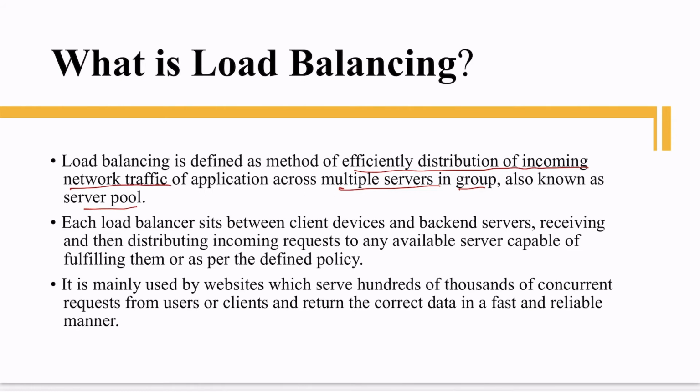Each load balancer sits between client devices and backend servers, receiving and distributing the incoming requests to any available server. This thing I explained to you. Any available server which is capable of fulfilling the request, because a server might be overutilized. So this BIG-IP will be aware whether one particular server is overutilized or not. So it knows about the health of every server.